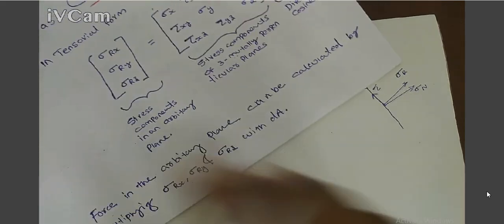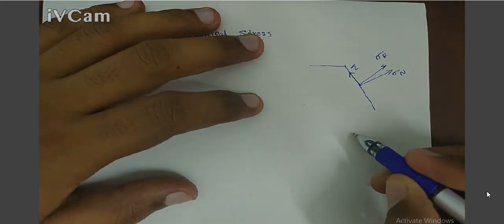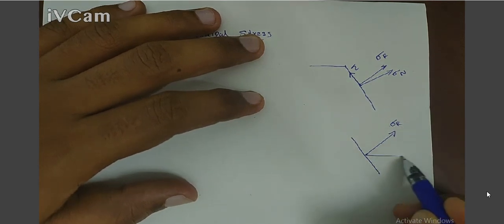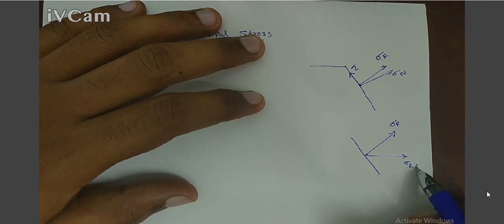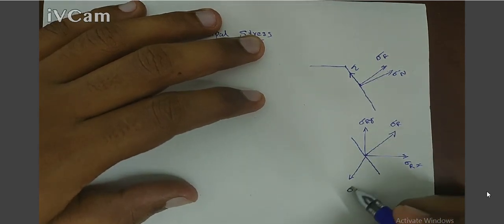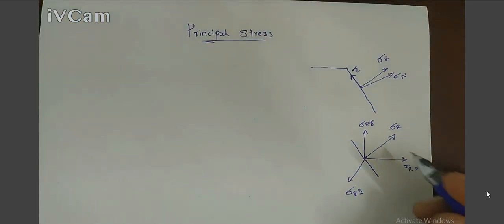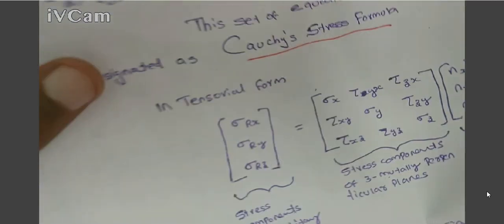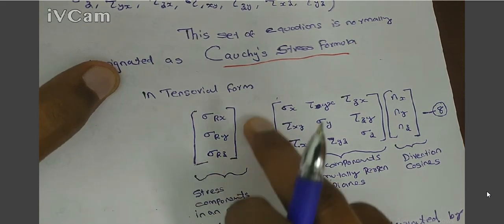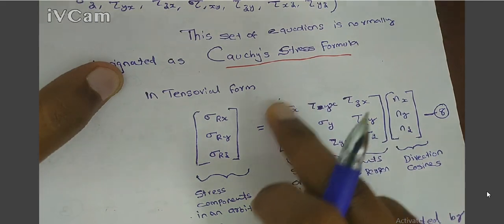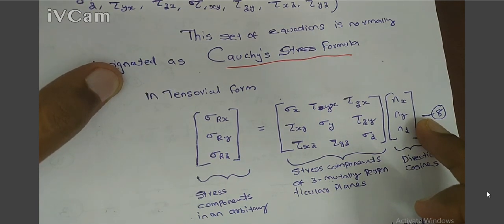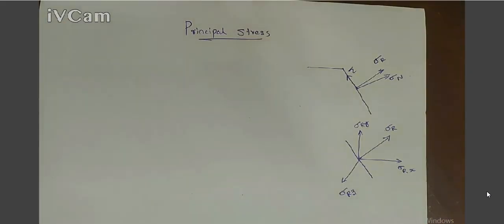In the same way, the resultant stress can be resolved into 3 components in the x, y and z directions. For example, this is the component in x direction, that is sigma rx. This is the stress component in y direction, sigma ry. And this is the stress component in z direction, sigma rz. So these are the resultant stress components in x, y and z directions. The corresponding formula is Cauchy's formula, and we can calculate these components of the resultant stress in terms of the stress values on three mutually perpendicular planes and the direction cosines. We already discussed this.